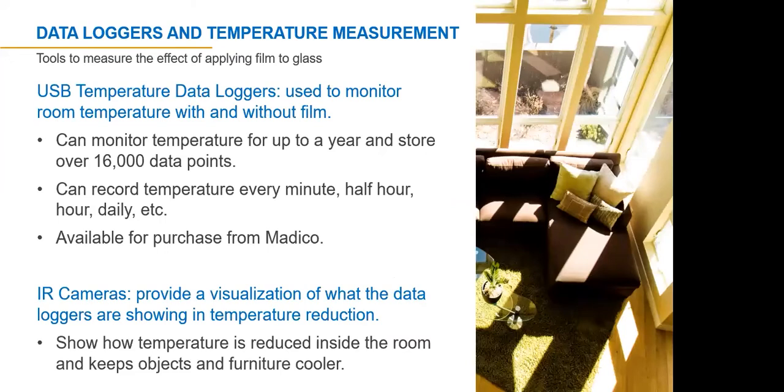Data loggers and IR cameras can be used to show the reduction of heat transmitting through filmed windows. USB data loggers are used to track the temperature difference of a space with and without film. A film sample must be installed, then the data loggers are left behind the film glass and behind the adjacent unfilmed window. These prove that the film is rejecting heat and lowering the inside temperature.